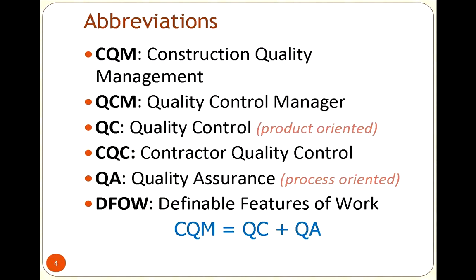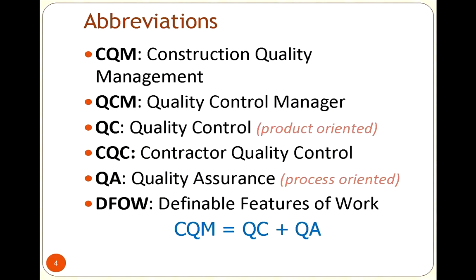So we'll start out with a couple of abbreviations that you'll be seeing throughout the presentation today. For example, CQM is what's called Construction Quality Management. But you also see QCM, which is a Quality Control Manager, and we'll be talking a little bit about what role they're going to play in this. It's essentially a point of contact, just to give you a bit of a preview. But then you may hear some people use the terms quality control and quality assurance interchangeably.